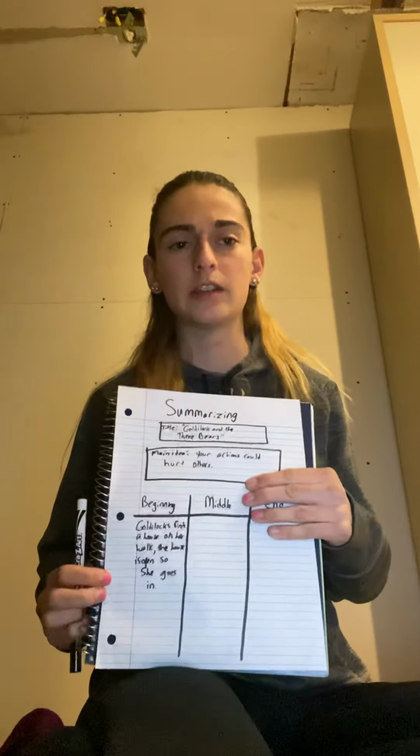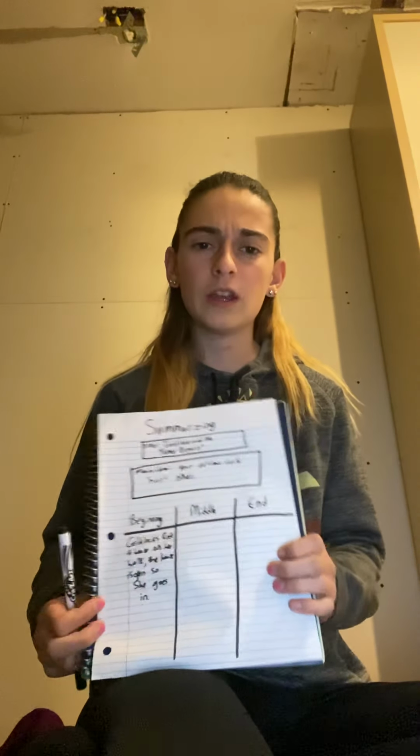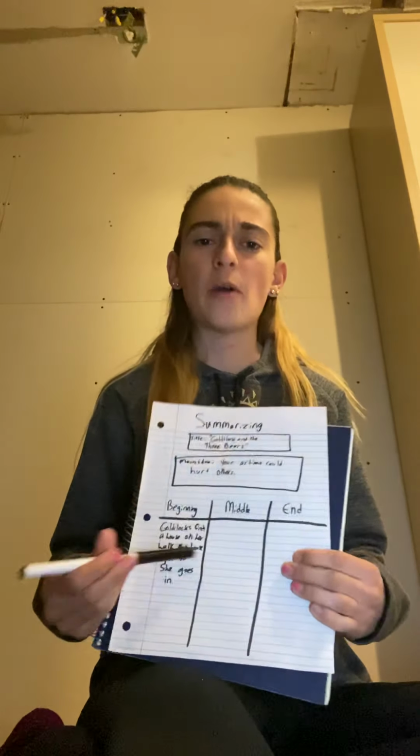Goldilocks finds a house on her walk. The house is open, so she goes in. Okay, so that was what happened in the beginning of the story, we know. So now we have to fill out what happened in the middle of the story.